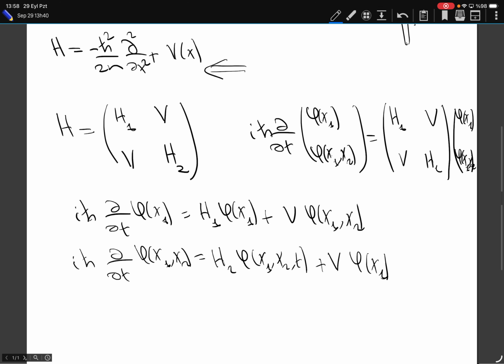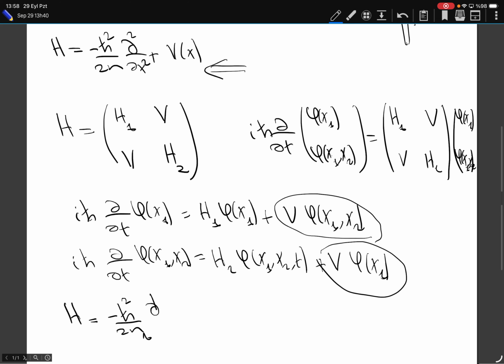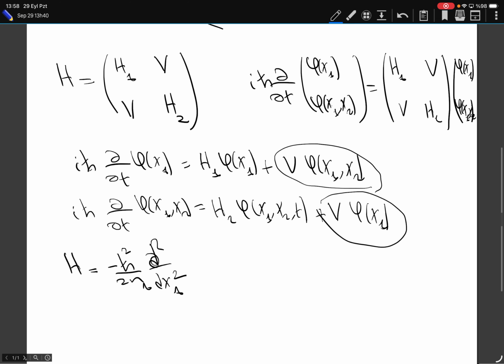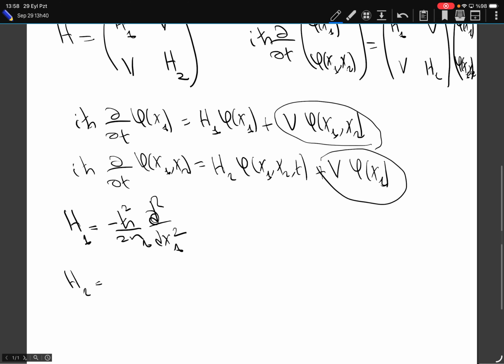Well, I still need to do a bit more work in the sense that this product should only depend on x1 and this product should only depend on x2. So I have to choose some peculiar form for V. But this h1 is just minus h bar squared over 2 m1, let's say, ∂² by ∂x1². h2 will be minus h bar squared over 2 m1 d² over dx1² plus minus h bar squared over 2 m2 d² by dx2².